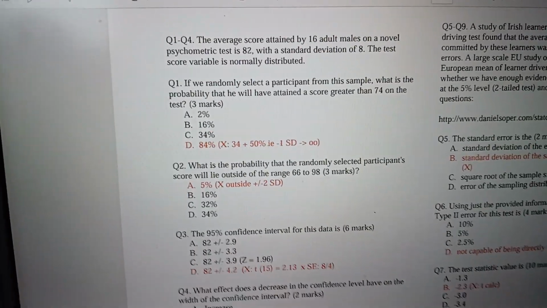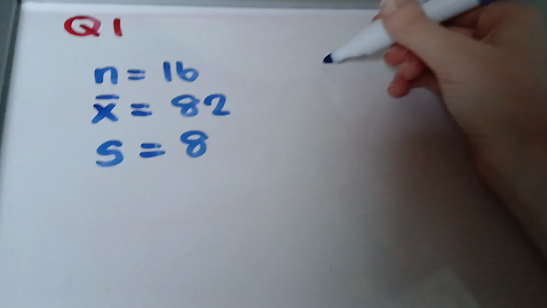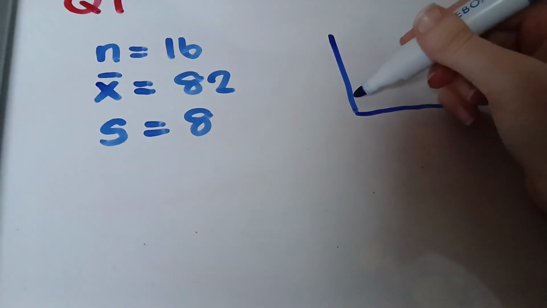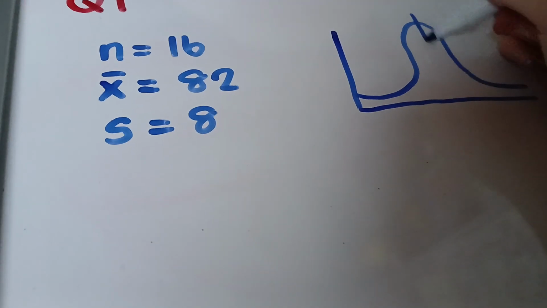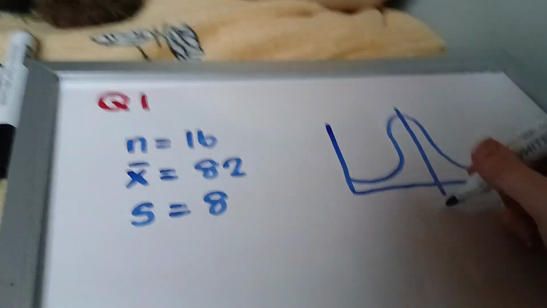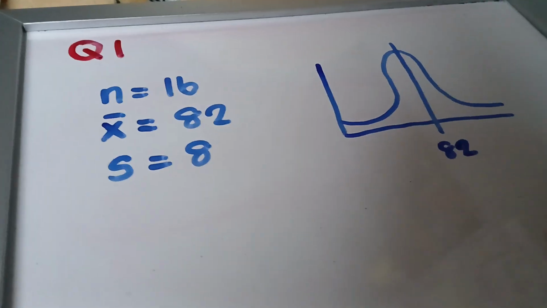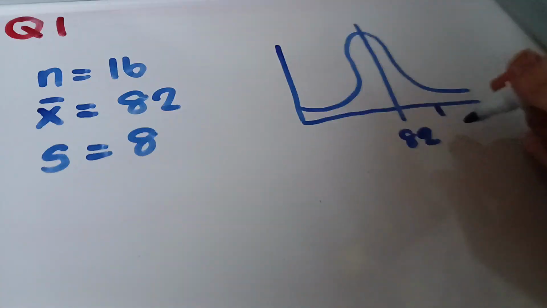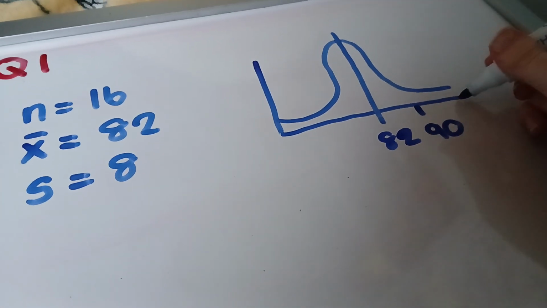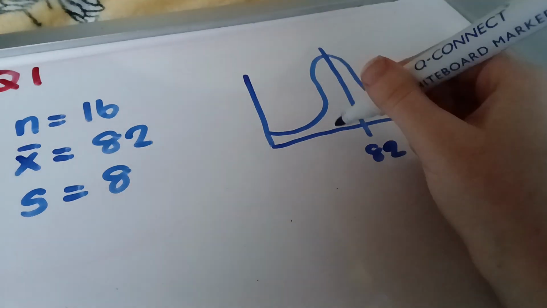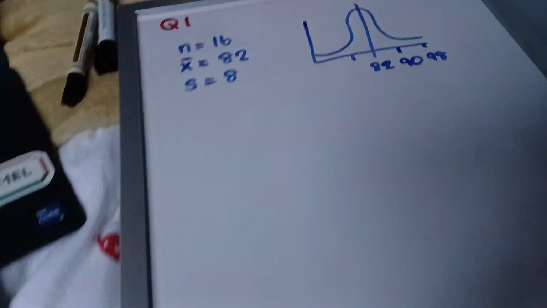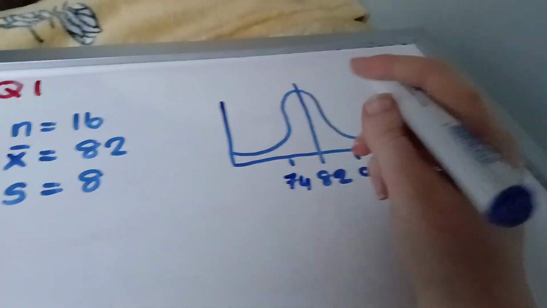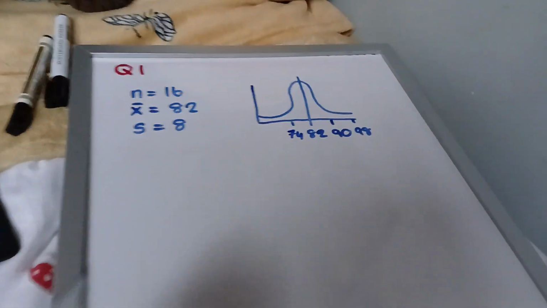So the question asks for greater than 74. So I'm just gonna draw out my graph here. Just a normal distribution. Then in the middle, we know our mean is 82. And we know our standard deviation is 8, so 82 plus 8 is 90. And then here is 98. Then 82 minus 8. Embarrassingly, I'm gonna have to do that on the calculator. Wait. Okay, so 82 minus 8 is 74. And then 74 minus 8 is 66.